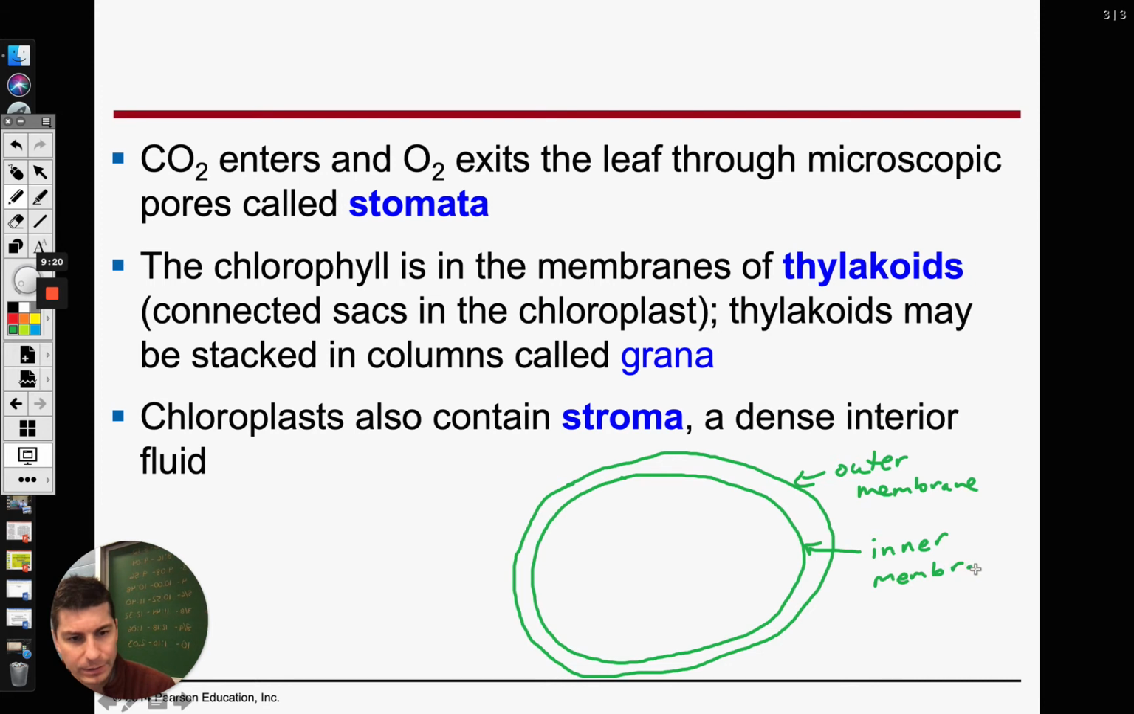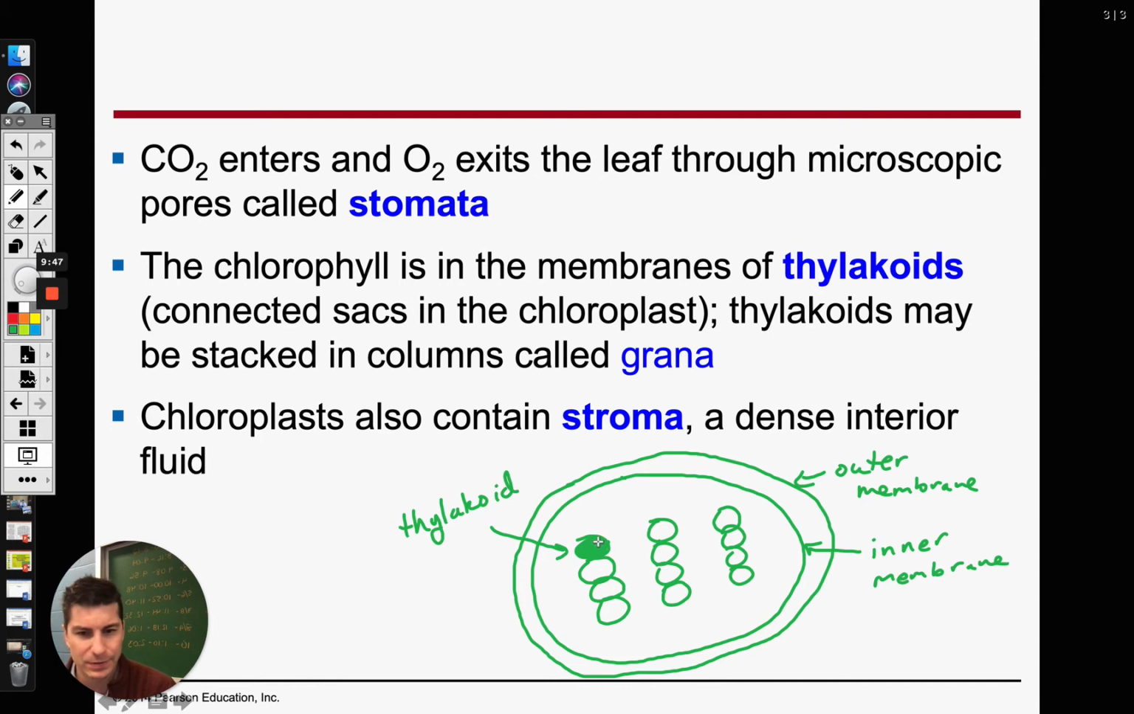And I know we did these diagrams already on a previous chapter, but just to give you a refresher on them. Then we're going to have little stacks of pancakes. Each one of these individual pancakes, not talking about the whole stack, just one pancake. All right, I'll even color one in for us here. One of them is called a thylakoid. Thylakoids are going to be made out of phospholipids, just like our cell membrane.